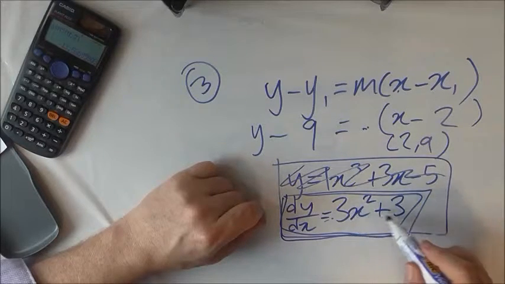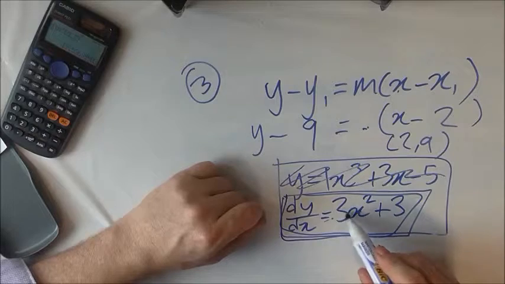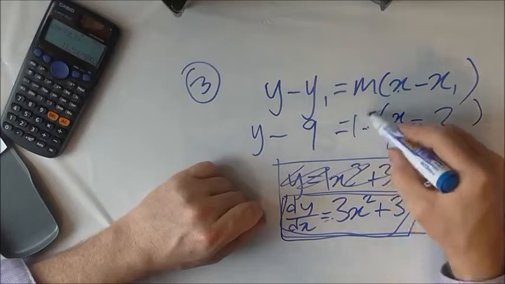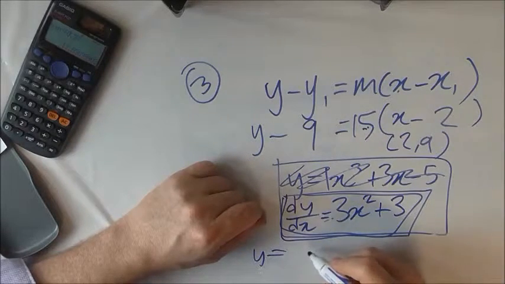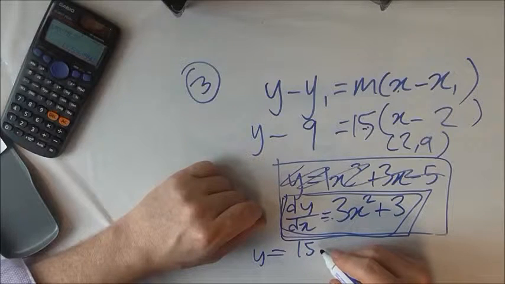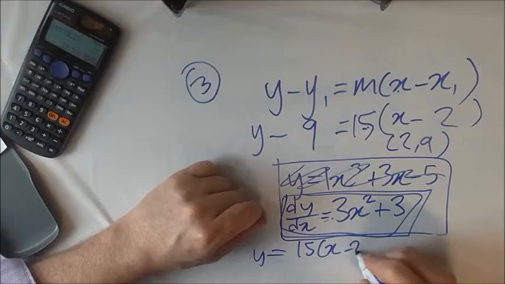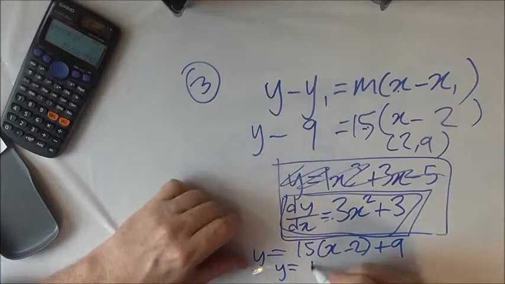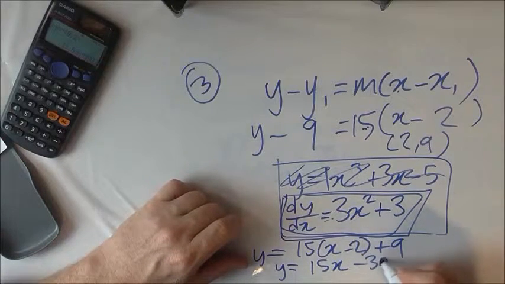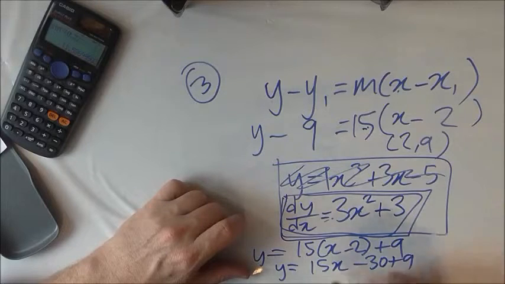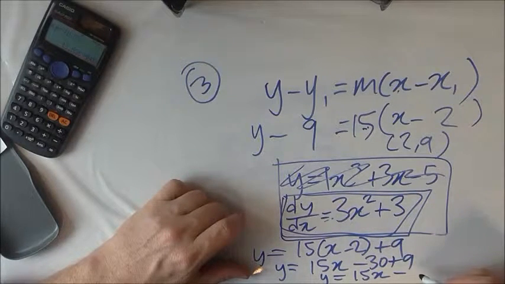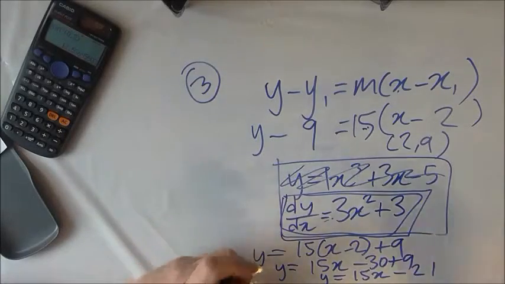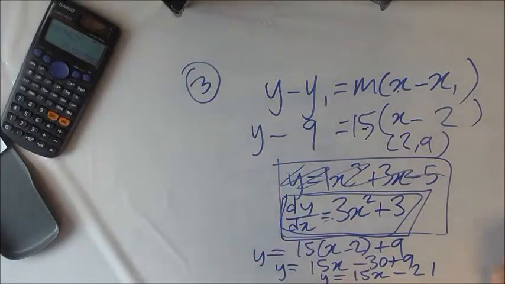If x equals 2, then 3 times 4 plus, that's 15. So y equals 15 times (x minus 2) plus 9. Therefore y equals 15x minus 30 plus 9. So the final answer is y equals 15x minus 21.